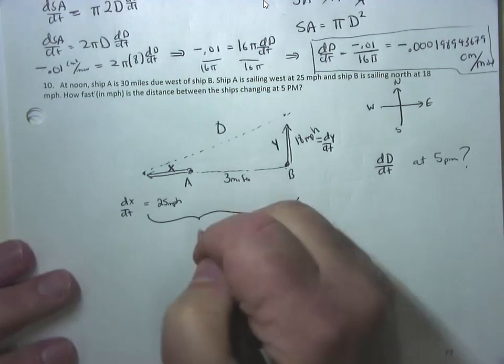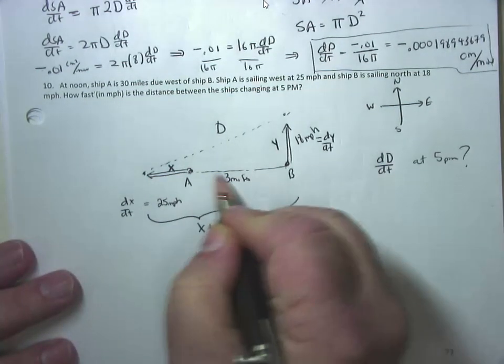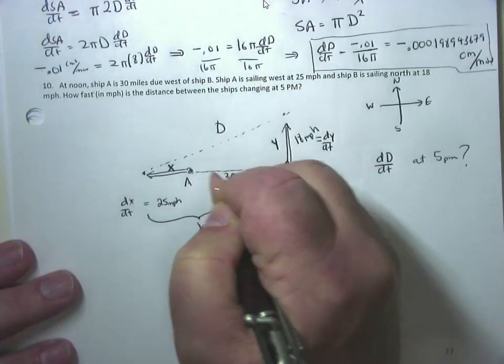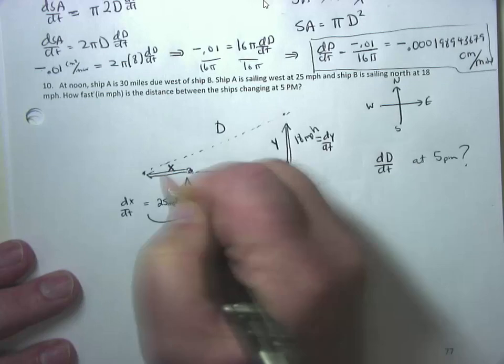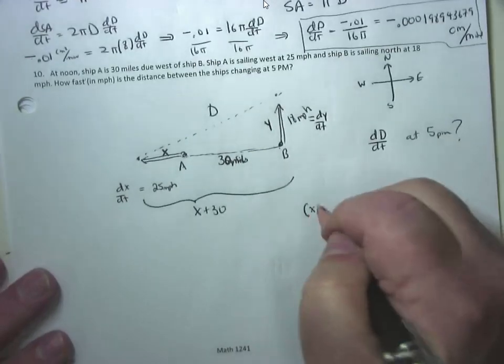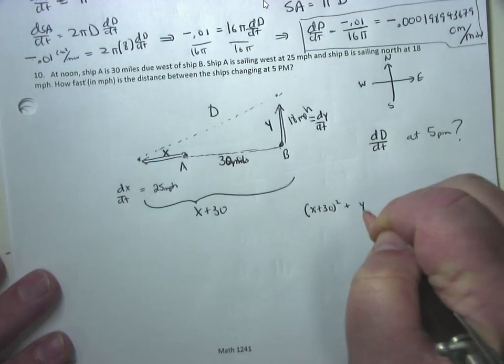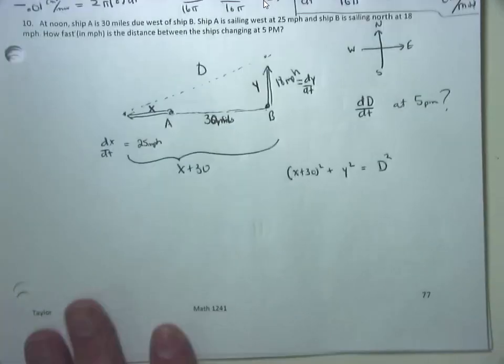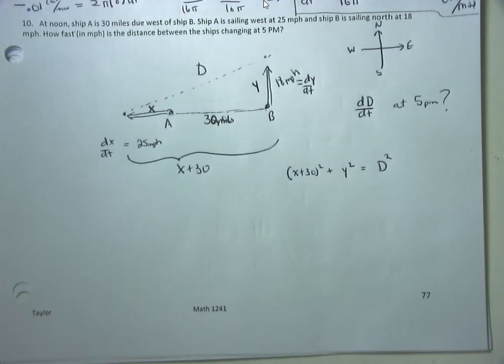Very good. X plus 30, because they first started out 30 miles apart and then they started to move. Does that make sense? So it's X plus 30. To come up with my equation, I'm going to have (X plus 30) squared plus Y squared equals D squared. There's my equation. Does that make sense? Now, what am I going to do to my equation? Did I lose you guys anywhere on that, understanding the X plus 30 part for the entire base? Now, what am I going to do?